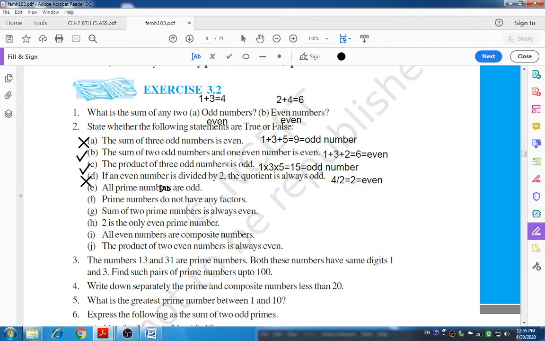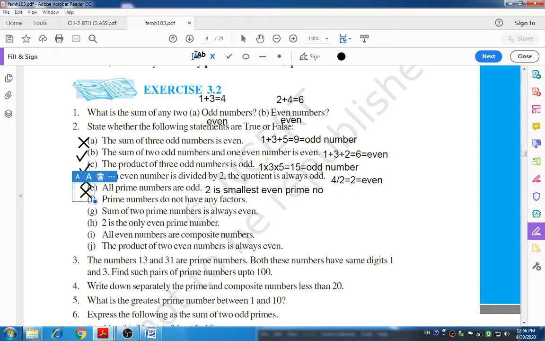Now all prime numbers are odd. Is it correct? No, because there is 2, the smallest even prime number. So this statement is also wrong.